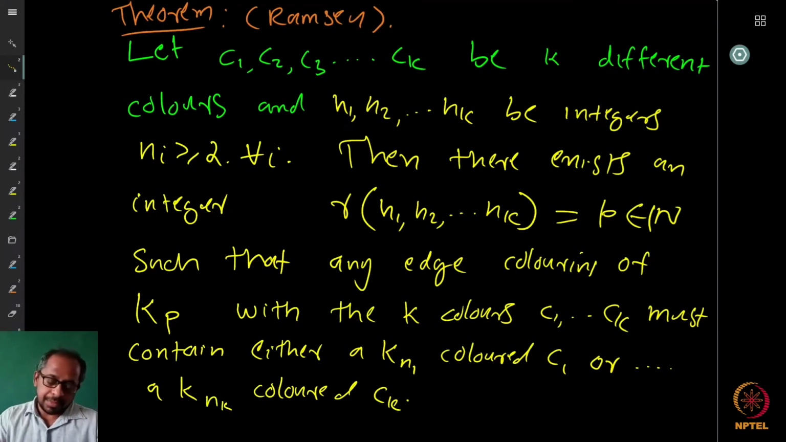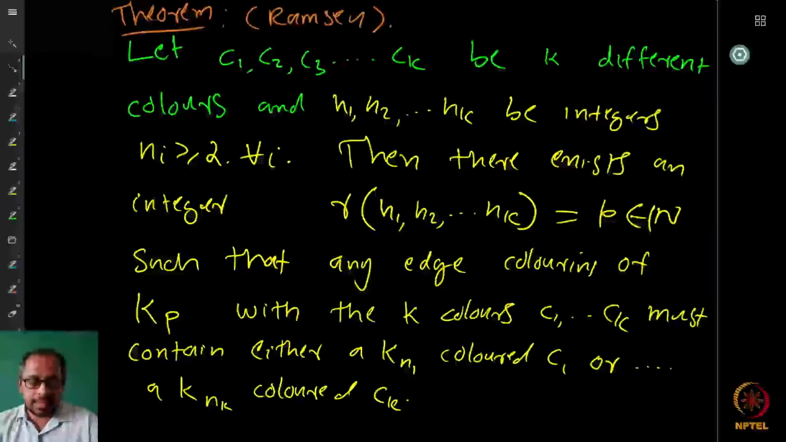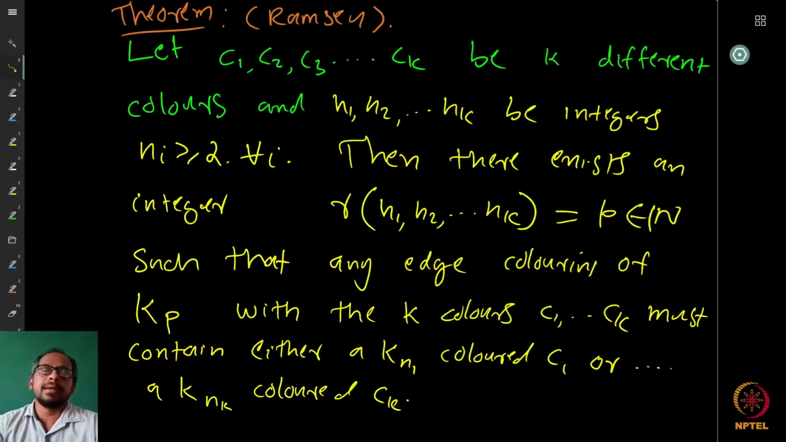So when p is larger than r of n1 to nk, then you can always consider some subgraph, and that subgraph has this complete subgraph of the same color inside, so the entire graph has this as a subgraph. So we don't have to worry about writing it in a different way. Okay, so this is the general form of Ramsey theorem. You have a k-coloring of the edges of the complete graph, and you are asking, can you find smaller complete graphs of certain orders where all the edges have the same color.